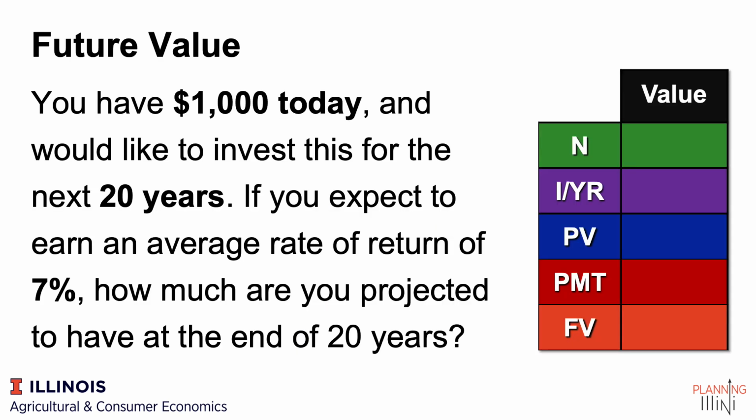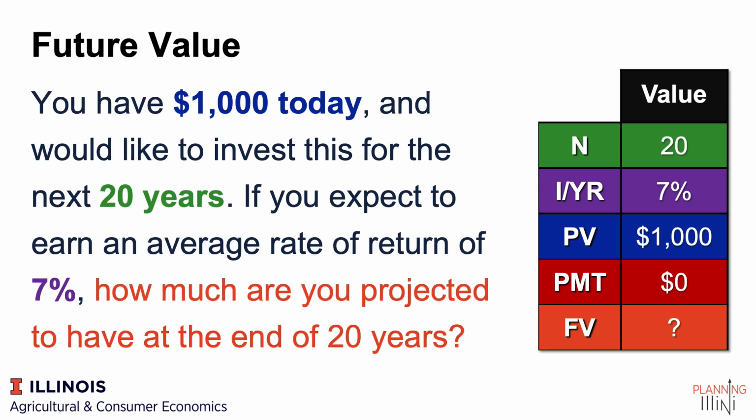You have $1,000 today and would like to invest this for the next 20 years. If you expect to earn an average rate of return of 7%, how much are you projected to have at the end of 20 years? Well, we're going to put 4 variables in and we're going to solve for a 5th. So let's diagram our problem and find those 4 variables.